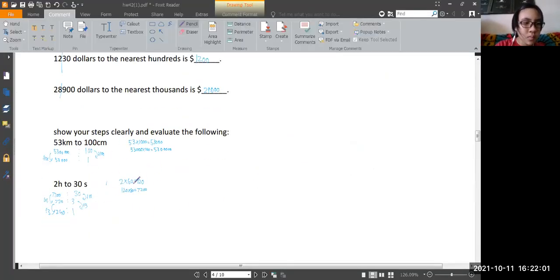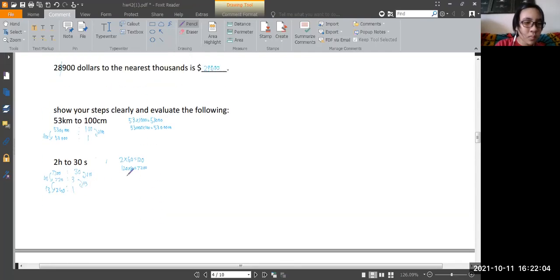For this one you need to show your steps very, very clearly. I don't want you to use your calculator, because tomorrow in your paper 1, you're not going to use a calculator, right?